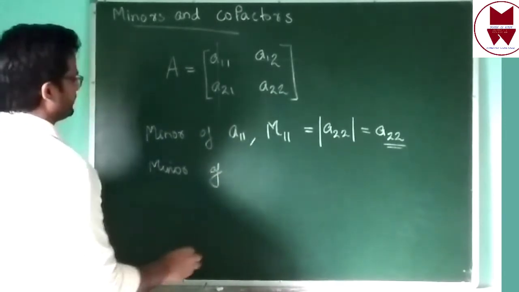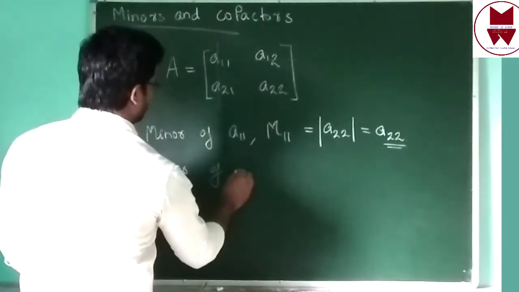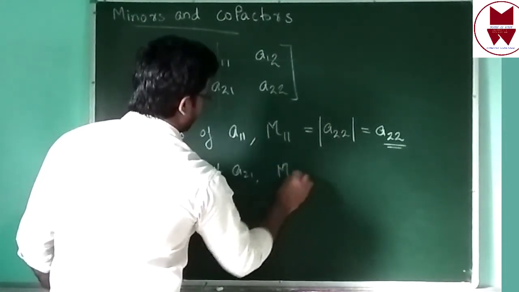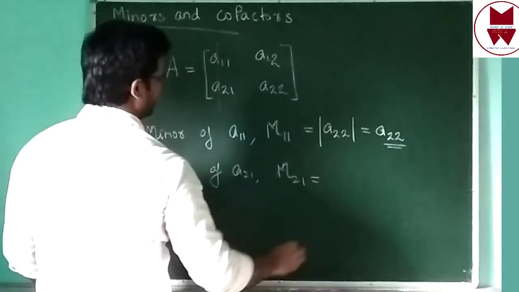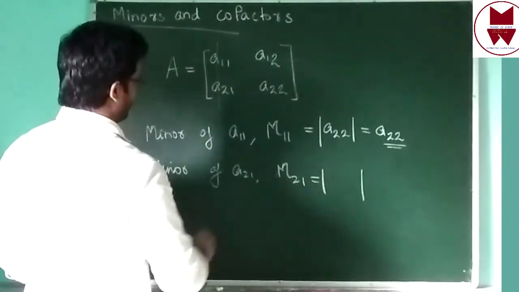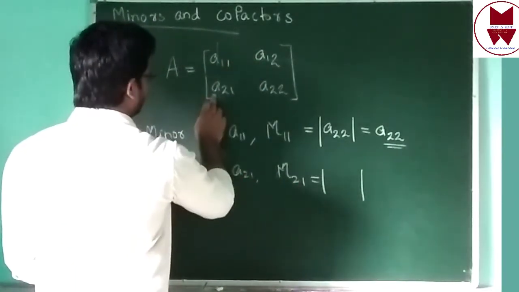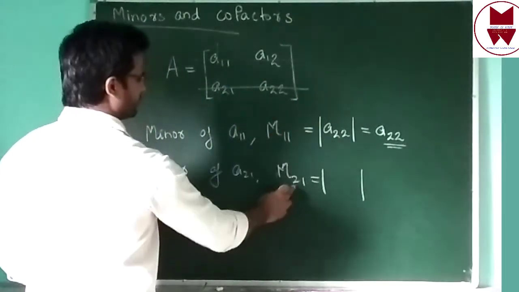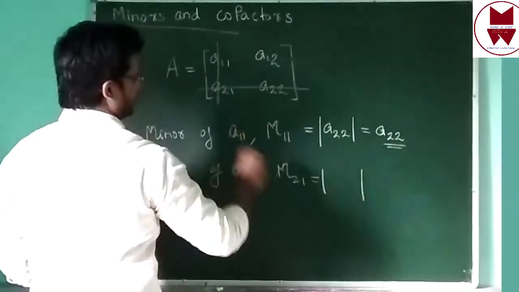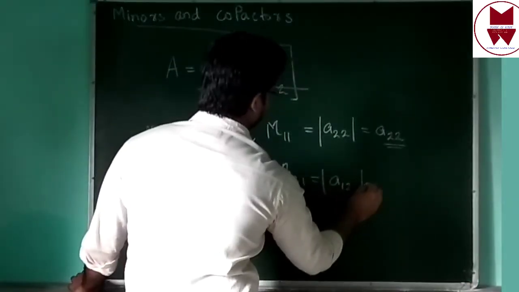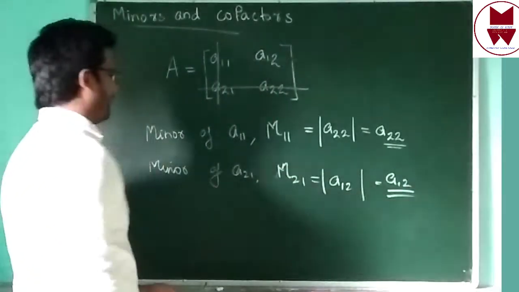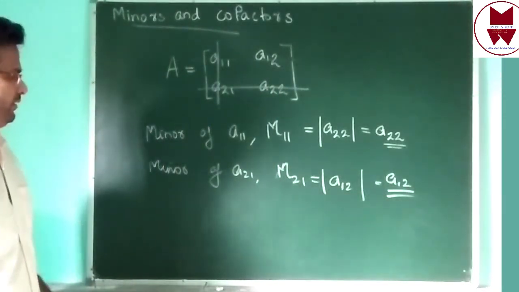Another one: the minor of a21. We write M21 equal to the determinant of M21. Look, delete the second row and first column. Then what is remaining? a21. Sorry, a12. Then this is the minor of a21.